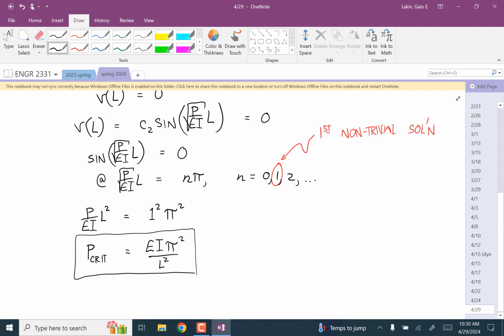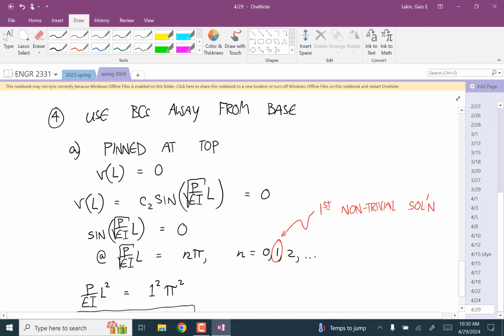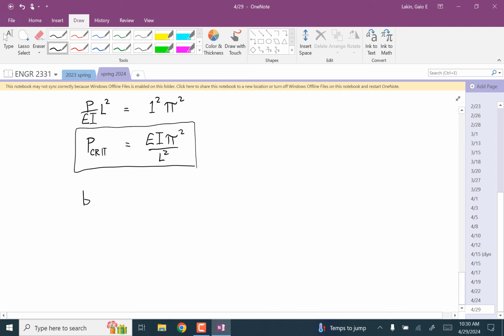Okay, for the pinned case at the base, the only other boundary condition we used away from the base was that at the middle of the beam at L over 2, it was also pinned. So let's do that. So now for B, we're going to do pinned at L over 2. The process is going to go exactly the same as it did in part A. We're just using L over 2 instead. So see if you can come up with the critical P value for that.